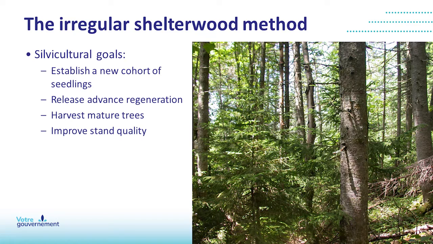With the irregular shelterwood method, we have different silvicultural goals, which are quite similar to the goals of the selection cutting method. First, we want, of course, to create favorable conditions to establish a new cohort of seedlings from different species. We also want to release the advanced regeneration that will benefit from the increased light and other resources after the partial cut. Of course, we also harvest the mature trees and improve the stem quality.